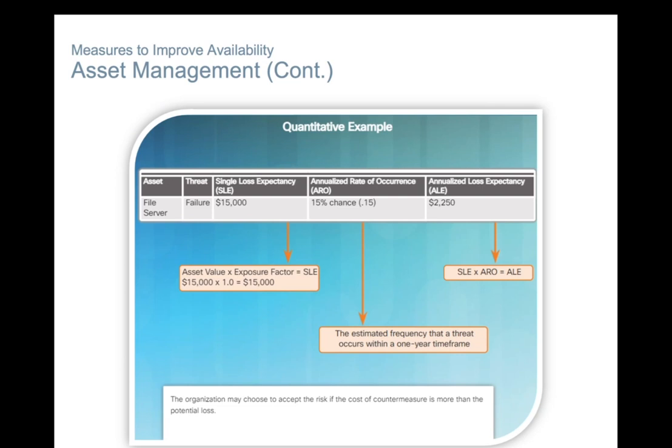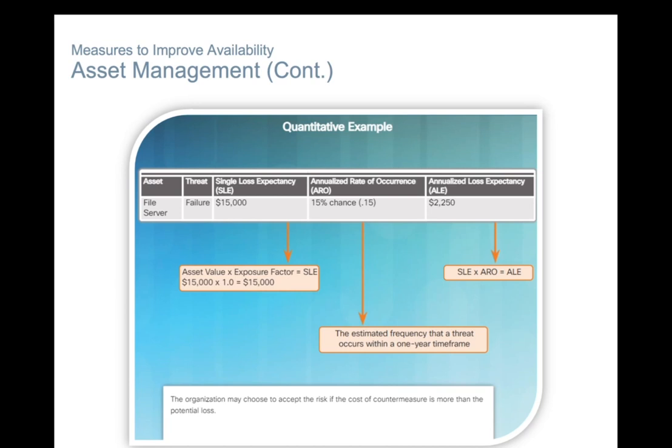In this figure, you can see that the asset value is the replacement cost of the asset. Here the asset is the file server. The threat is file server failure. That is the single loss expectancy, which costs around $15,000. The annualized rate of occurrence is around 15% chances.